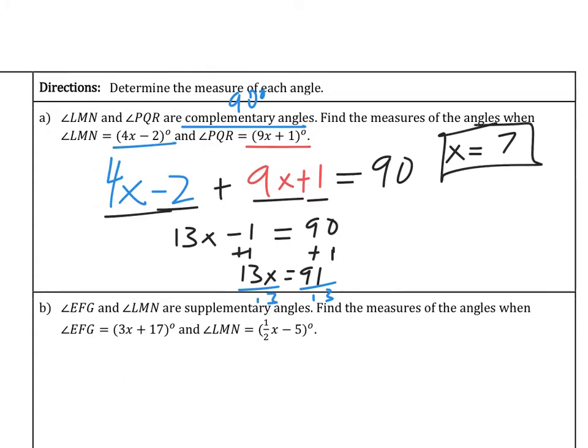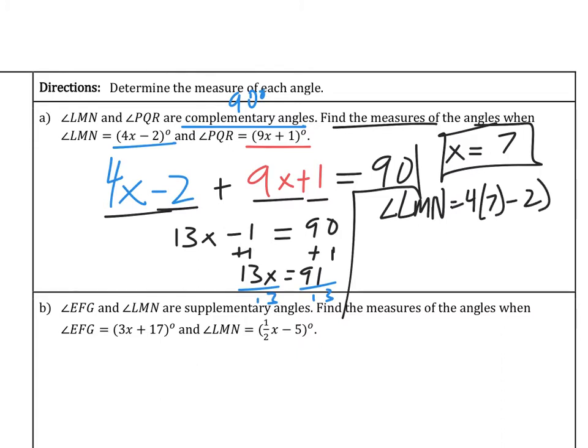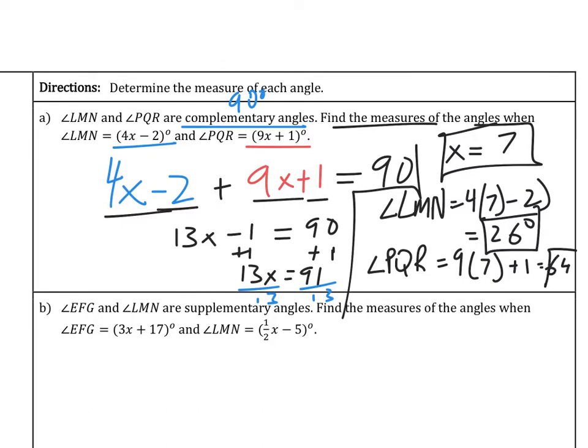That's the first part. Now we want to find the measures of the angles. So let's plug it in. Angle LMN is going to be 4 times 7 minus 2. That's 28 minus 2. That's 26 degrees. And then angle PQR is going to be 9 times 7 plus 1. 9 times 7 is 63. So it's going to be 64. And you can double check. Those do add to 90.